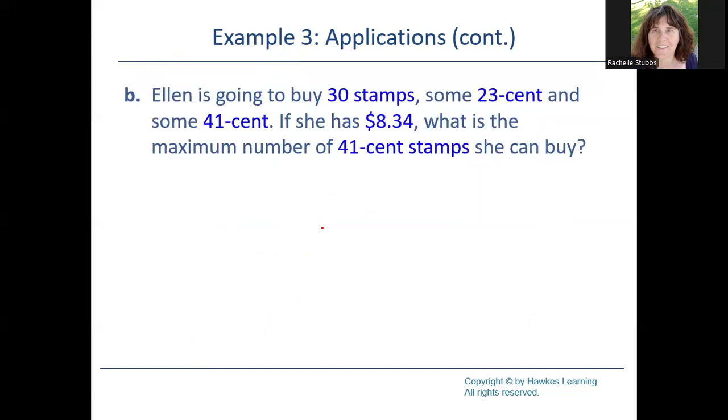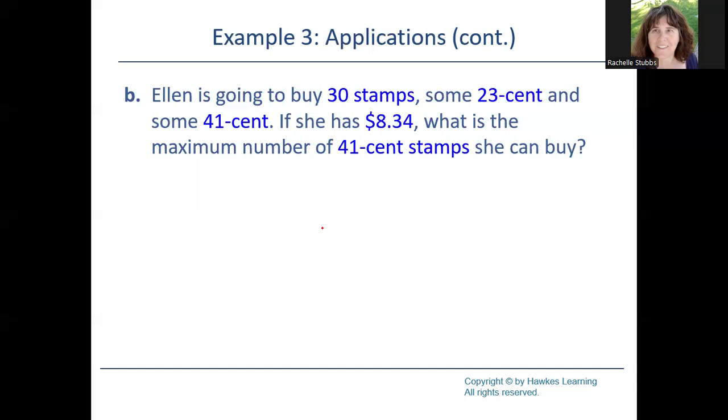All right. Ellen is going to buy 30 stamps, some 23-cent stamps and some 41-cent stamps. If she has $8.34, what is the maximum number of 41-cent stamps she can buy? So we want to know the maximum number of 41-cent stamps. So we don't know the cost of the stamps, do we?